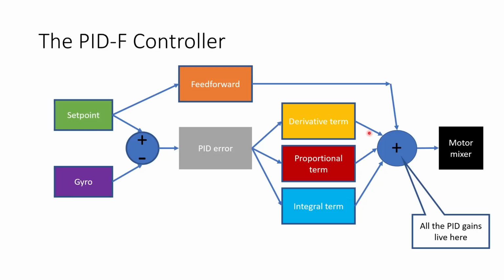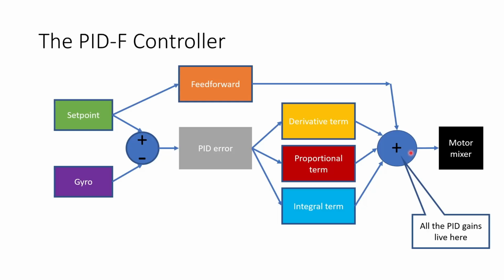The results of those terms are all added together along with the feed forward term, which is based only on the set point. And this is where the PID gains that you set in Betaflight are applied. So if you set a really big gain for the derivative term, for example, in this addition block here, this gets multiplied by that gain. If you double the derivative gain, the D gain, then it will add twice as much into this block as before. If you halve the proportional gain, suddenly this term only gets added half as much. So that's where all your PID gains live, in this block here.